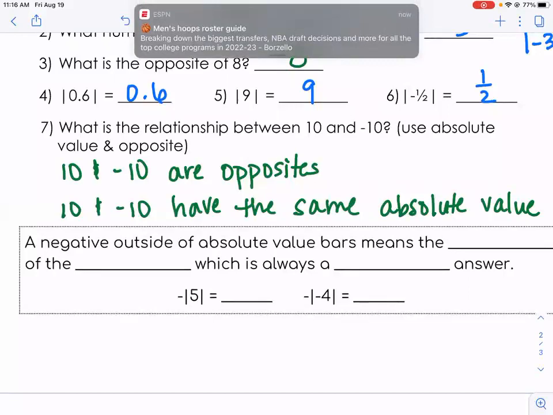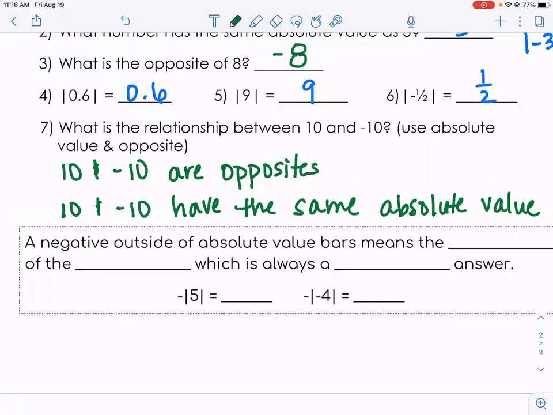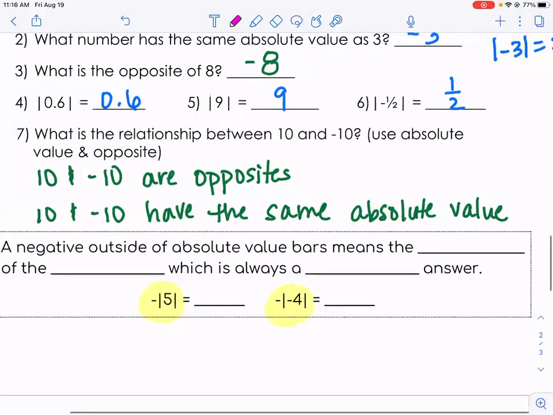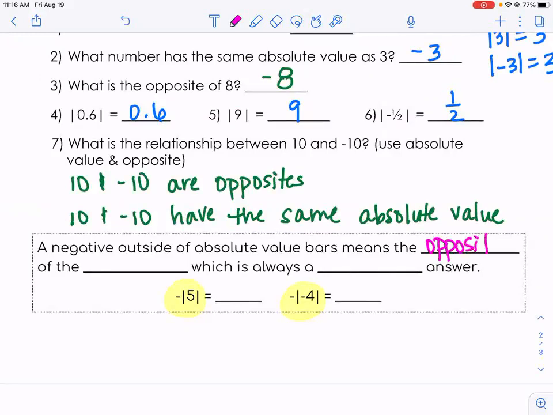Okay. All right, now, what happens if we have a negative on the outside? Look at these down here. Do you see how there's a negative outside the absolute value? If a negative is outside the absolute value, that means the opposite of the absolute value. If I have a negative on the outside of the absolute value, we're talking about the opposite absolute value, which is going to be a negative answer.